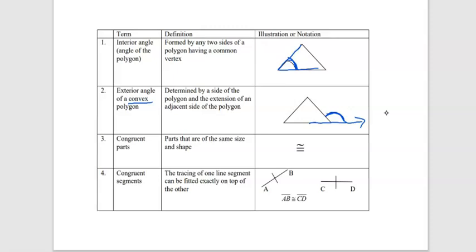And I could do that multiple ways. Like I could extend this side and create an angle on the exterior. I could extend this side and create an angle on the exterior. So there's multiple ways to create exterior angles of a polygon, and I could even come back and draw this way, extending this side, and create an exterior angle. But when you have an exterior angle, one side of the angle is a side of the polygon, and the other side of the angle is an extension of the adjacent side on the polygon.